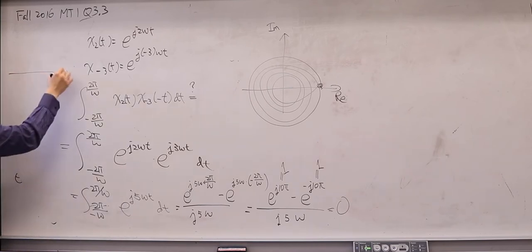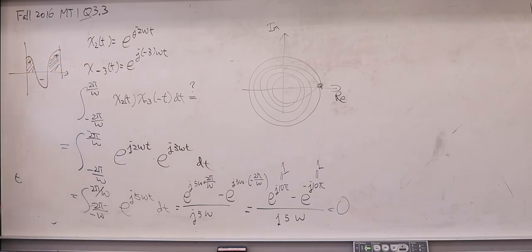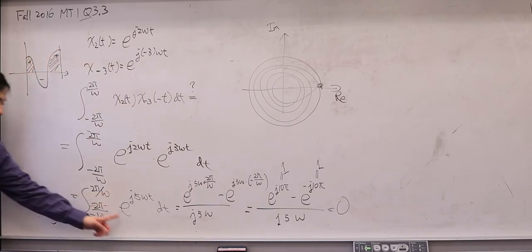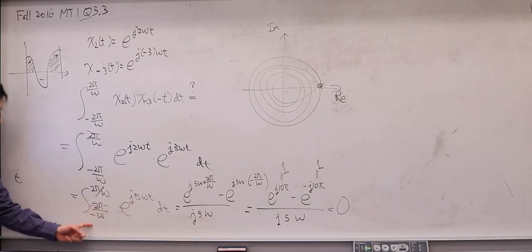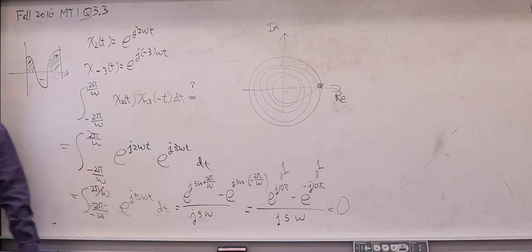Because if you look at cosine, for one period, this cancels the other side. This positive cancels the negative. Therefore, cosine and sine integrated over a period or multiple periods will give you 0. That's basically what it is.